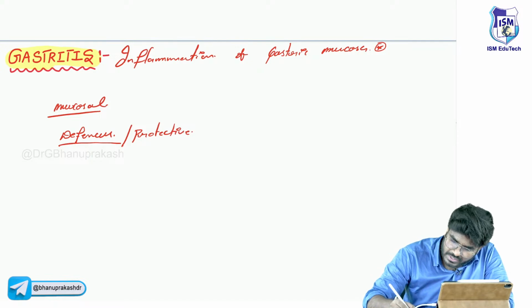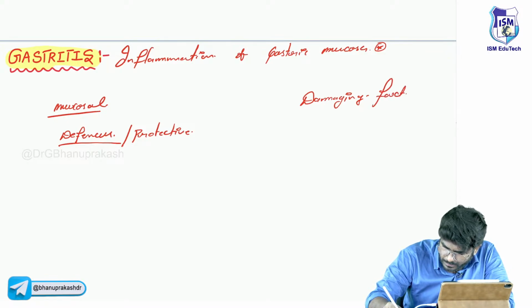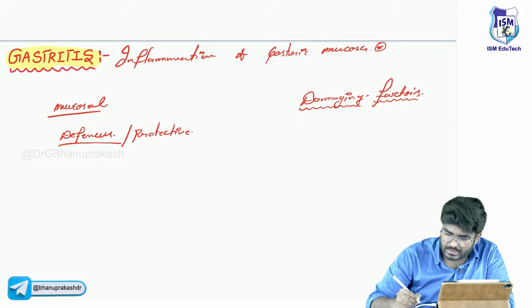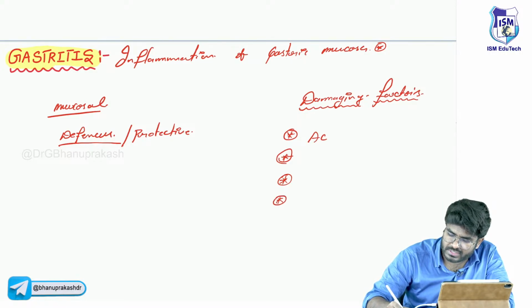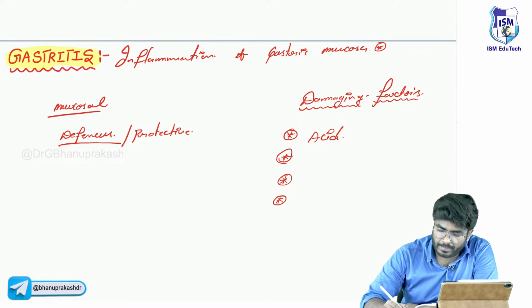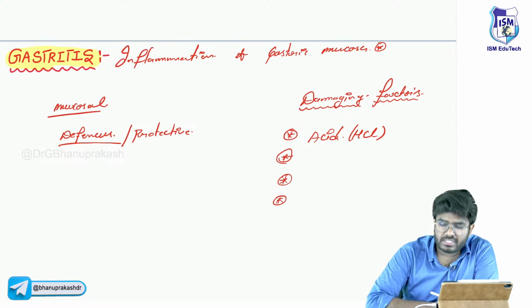Now, what are the damaging factors? There are certain damaging factors, always. First, let me write the damaging factors. What do you think are the damaging factors for the gastric mucosa? Which factors can cause damage to the gastric mucosa? Acid, first acid. The acid secretion, that is the HCl. Acid secretion is a damaging factor.